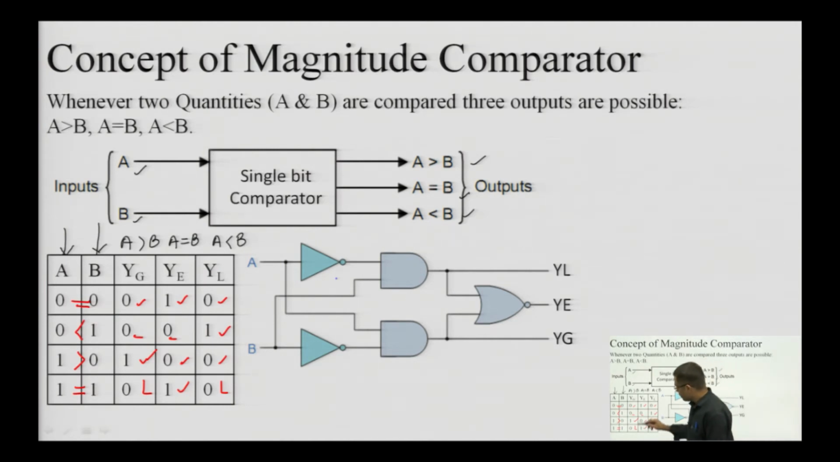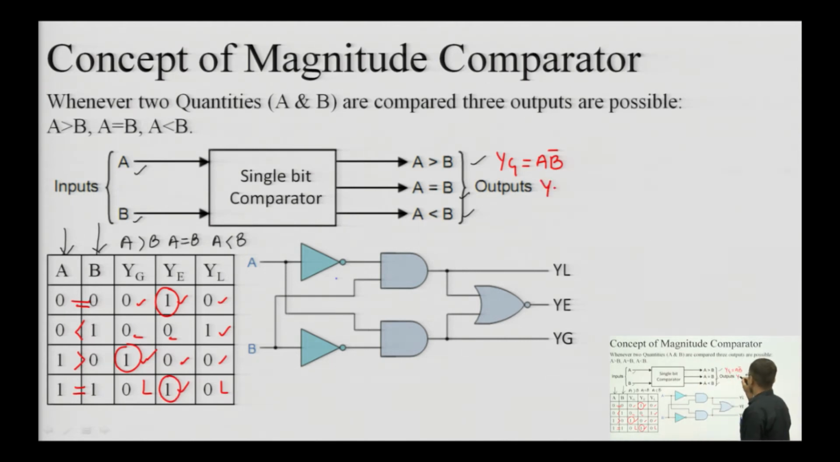So, we can check that for Y G there is a single one which corresponds to A B bar, that is A is equal to 1, B is equal to 0. That is why we can say that the Y G expression is A B bar. For Y E we can see that there are two ones, so Y E is equal to A bar B bar plus A B.